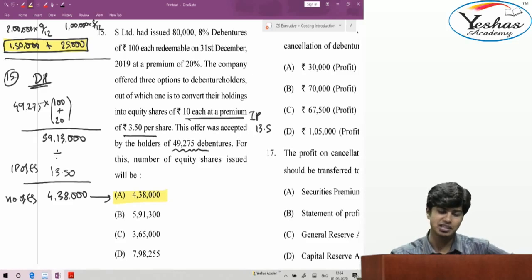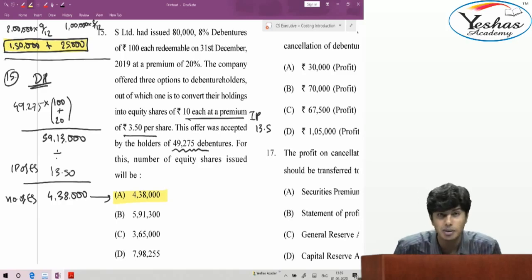So once you're clear with this one, let me take you to question number 16. Come on, let's go to question number 16. Yes, we have it here. This is again based on debentures. Let us read the last line of the question. They basically want us, if the debenture interest is payable on 30th of September and 31st of March every year, then the amount of profit or loss on cancellation of debentures.